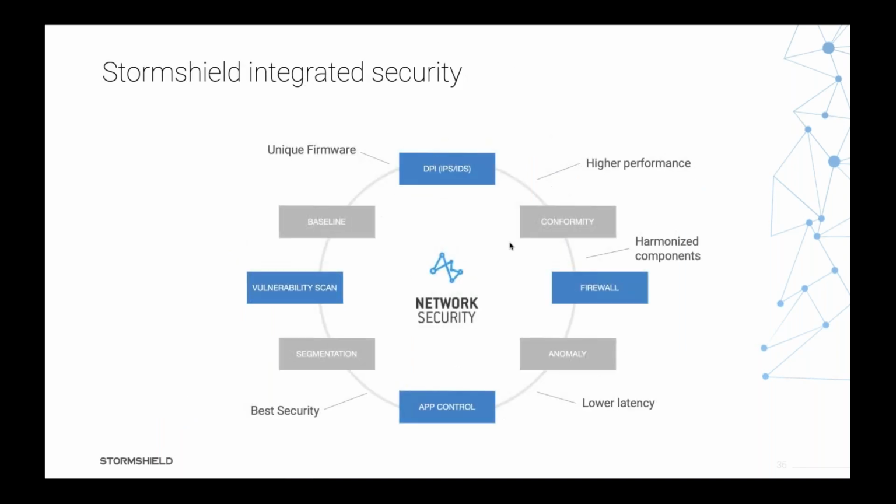What we are doing at Stormshield is that we have fully integrated, fully harmonized components. They are all functioning at the kernel level. So you have the DPI, in terms of IPS and IDS. We have the conformity whitelisting check. We have the firewalling, anomaly detection, application control, and the possibility to create a very nice segmentation, baselining, and vulnerability scan. All of them are integrated into the kernel as a single process. And we understand and cover all these industrial protocols without the need for any third party.